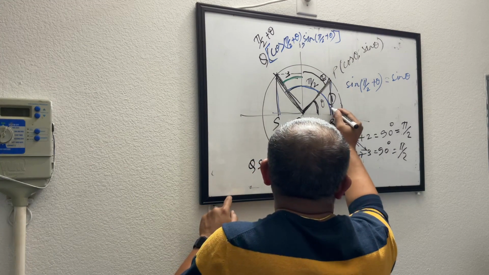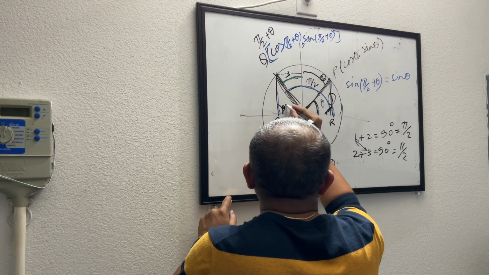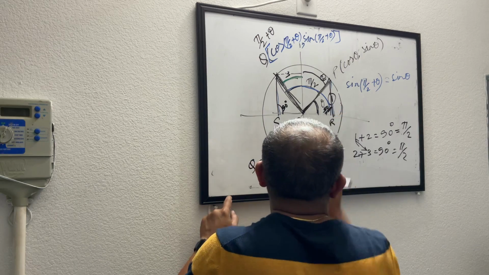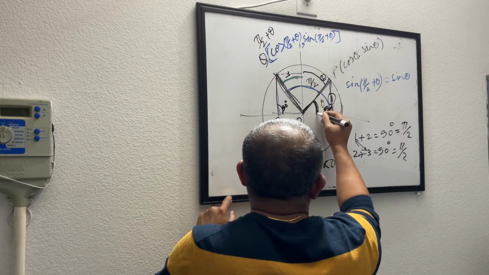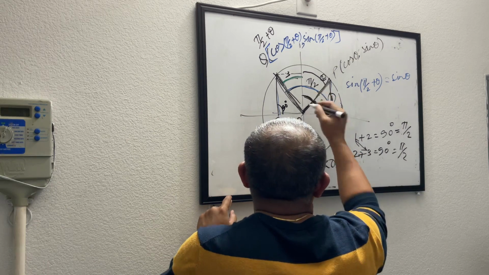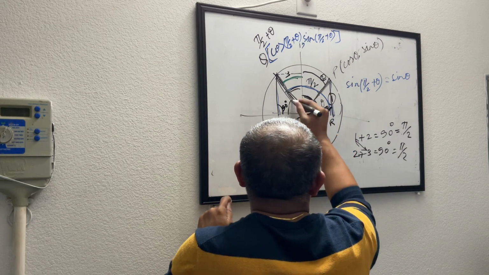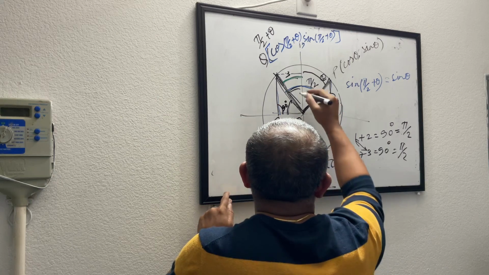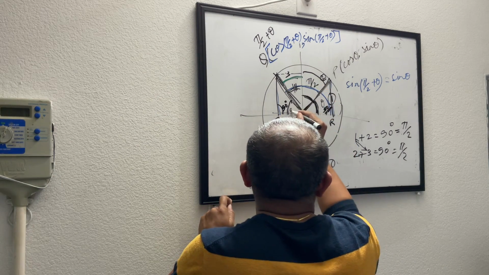Okay. This angle is 90 degrees. This and this are 90 degrees. Both are matching for sure. Now this angle plus this angle is 90 degrees. But this angle plus this angle is 90 degrees. This angle is theta. This is 90 degrees minus theta.